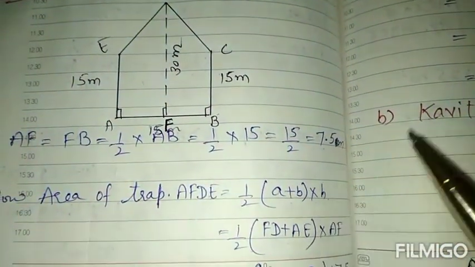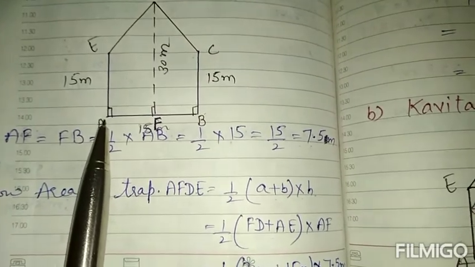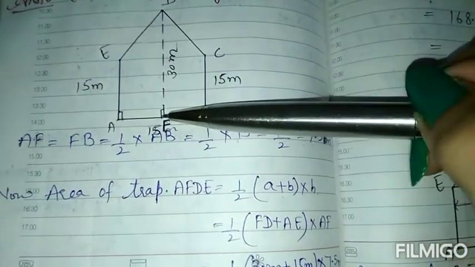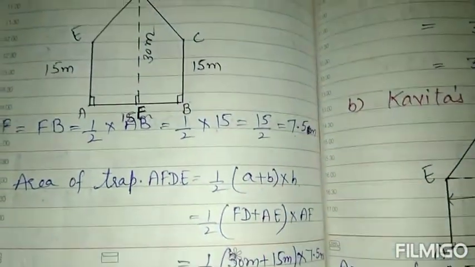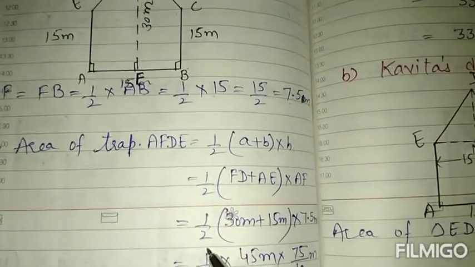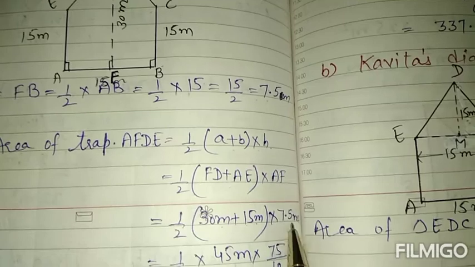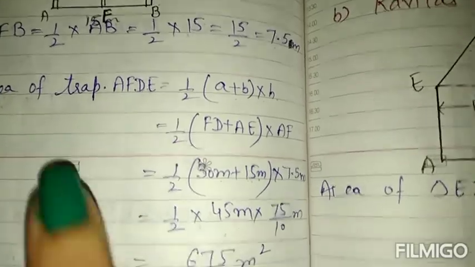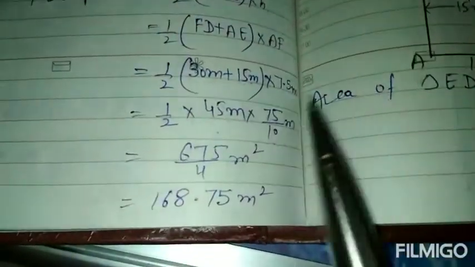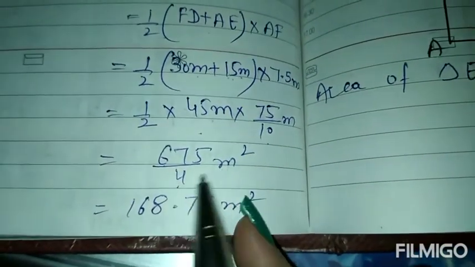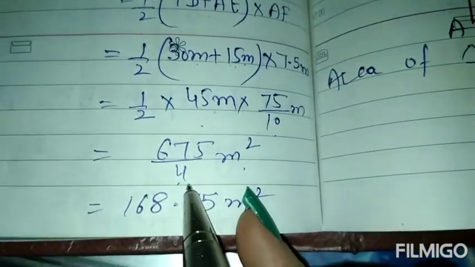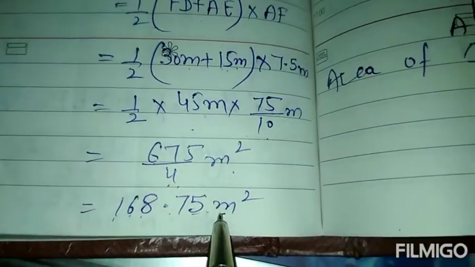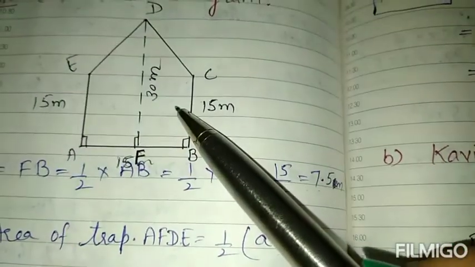Half of (a plus b) into h means half of (FD plus AE) into AF, because AF becomes the perpendicular distance between them. Then half of (30 meter plus 15 meter) into 7.5 meter. It will become 45 meter into 75 by 10 and half of; when you solve it, you will get 675 by 4 meter square. When you divide, you will get 168.75 meter square.